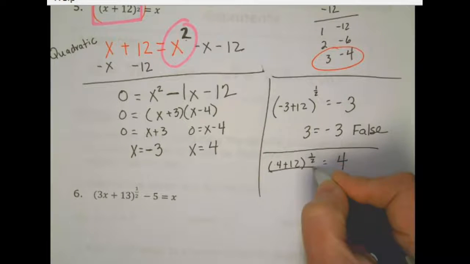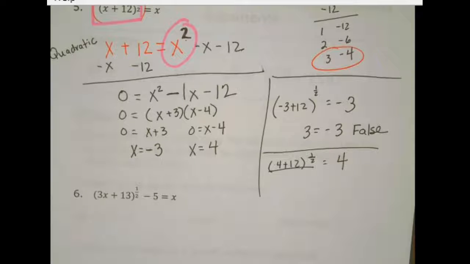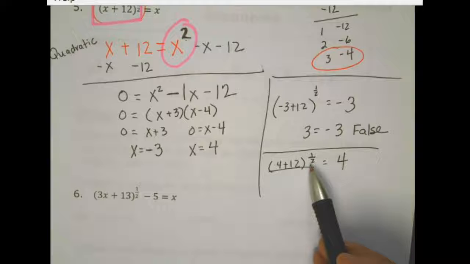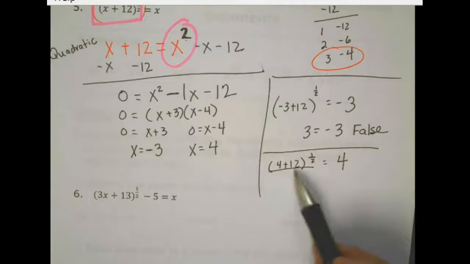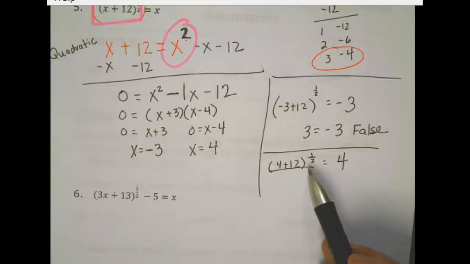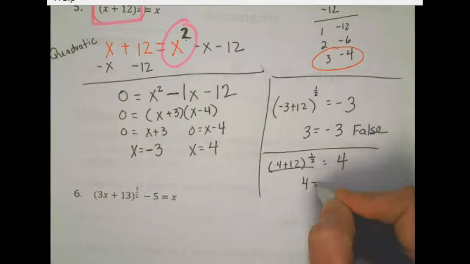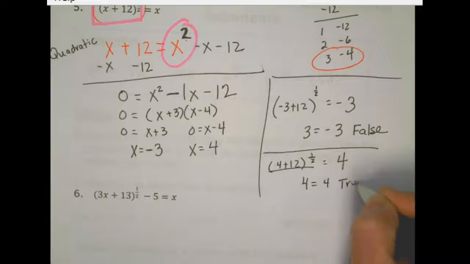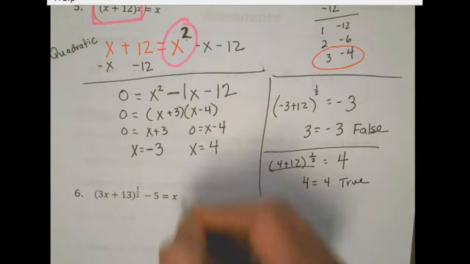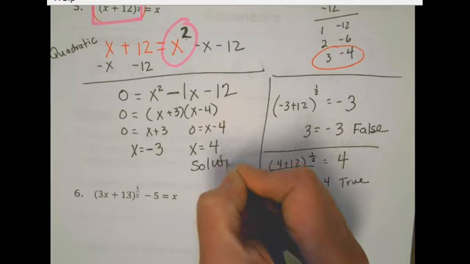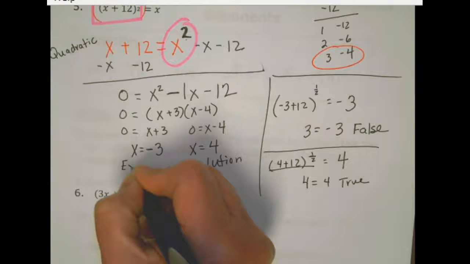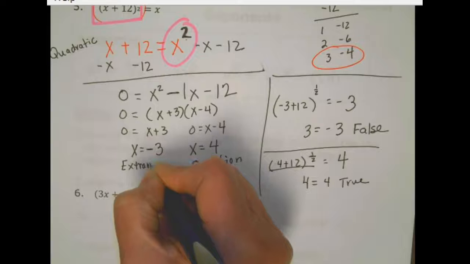Put this in your calculator to check it. Do you know the decimal that's equal to 1/2? 0.5. So you can use a 0.5 in the calculator if it's a little bit easier to use a 0.5 instead of a 1/2. But if you put that in your calculator, you get 4 equals 4. That's true. That means this one is a solution and this one is extraneous.